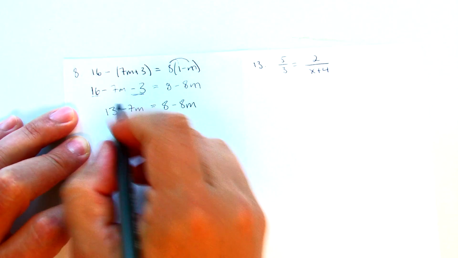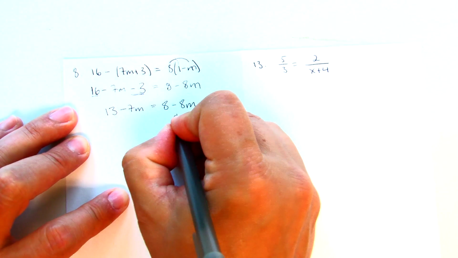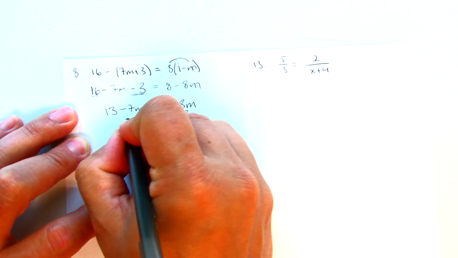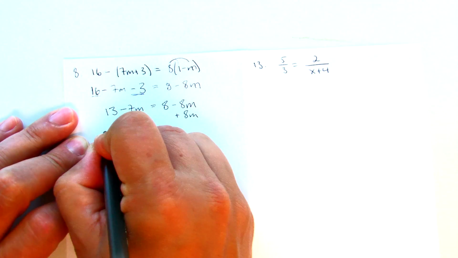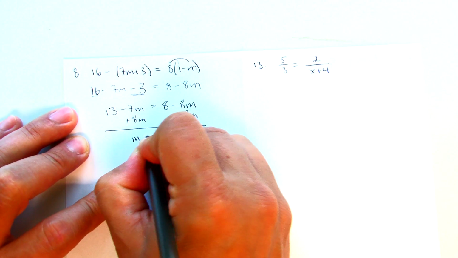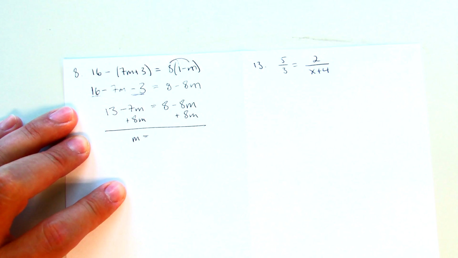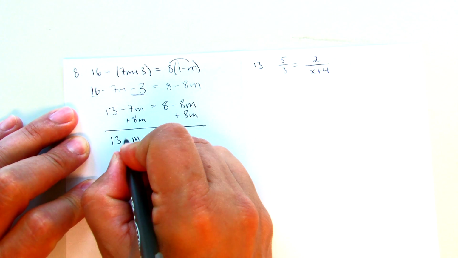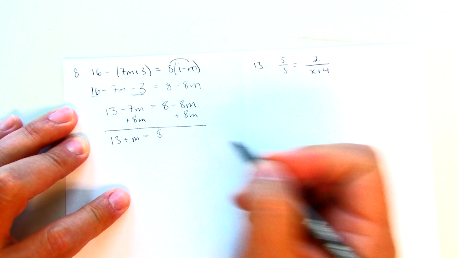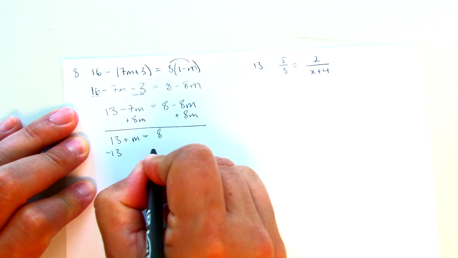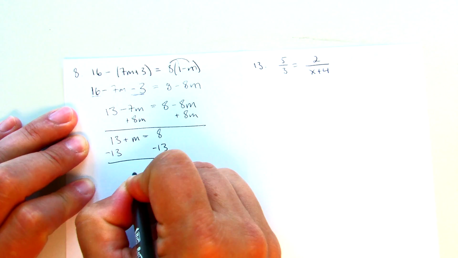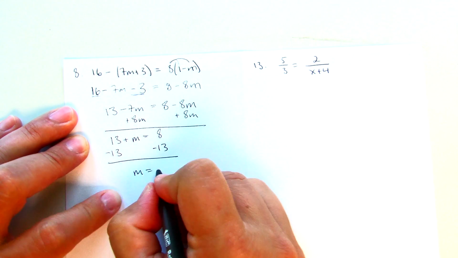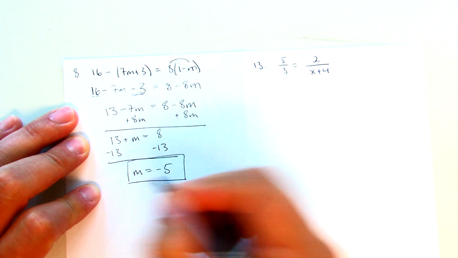Alright, now we'll get the 8m on to the left. That's going to give us m over here, right? Negative 7 plus 8 is 1, so that just gives us m. And then we've still got 13 here. We've got 8 over here. Now we'll subtract 13 to get all the constants on the other side. 8 minus 13 is negative 5. And there's our answer.